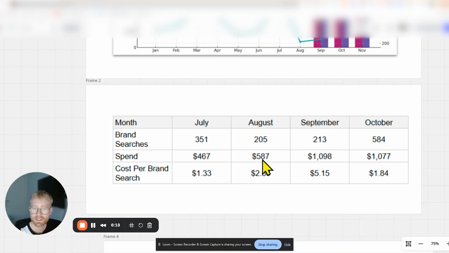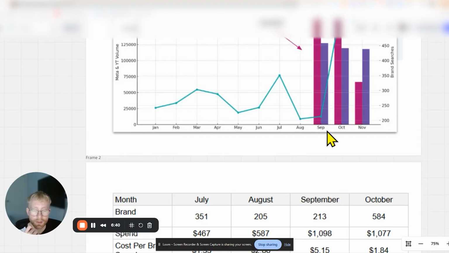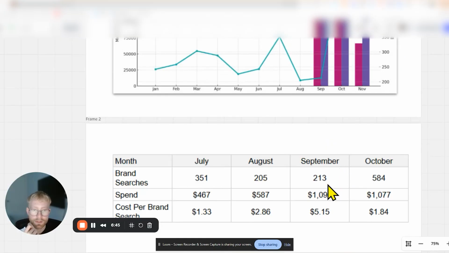So if we look at spend, just so we can quantify this, I'm looking at spend divided by brand searches, just to get a metric that we can actually use. You can see, if we're looking at this metric, in September the cost per brand search increases to $5. So at the point when we increase spend in September, it peaks at $213.